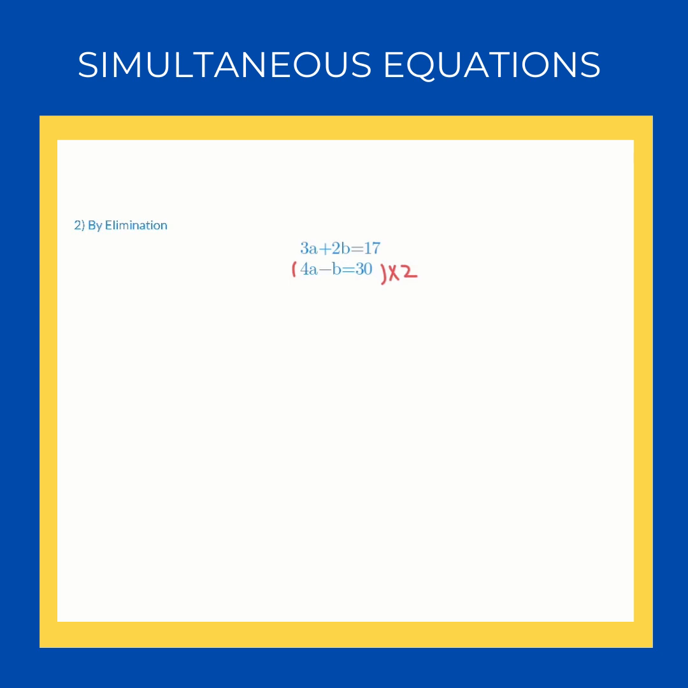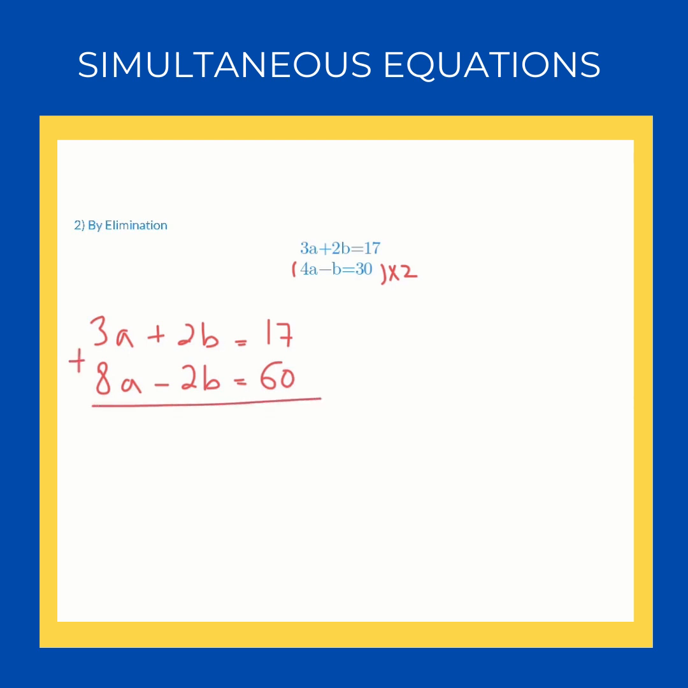So I have 3a plus 2b equals 17, and in the second equation I have 4a times 2, which is 8a, minus b times 2 is 2b, equals 30 times 2, which is 60. And I have a plus sign.